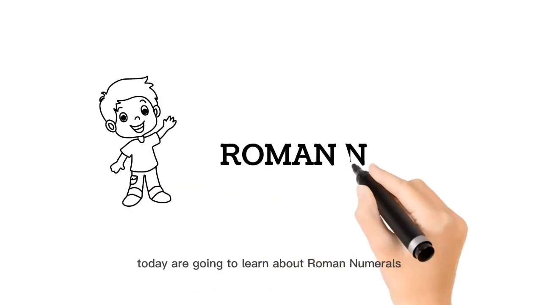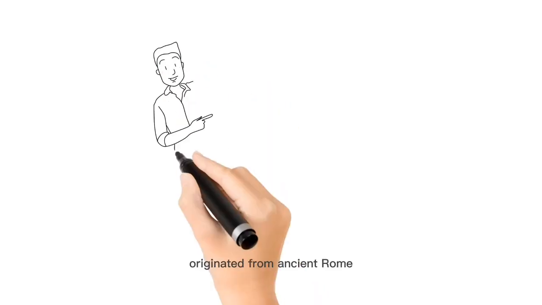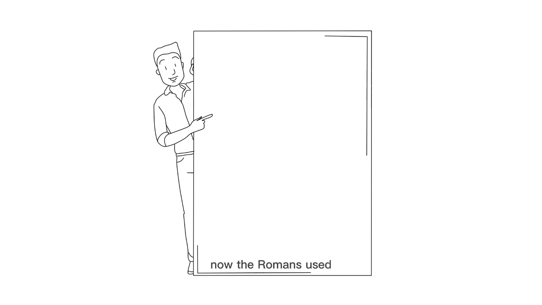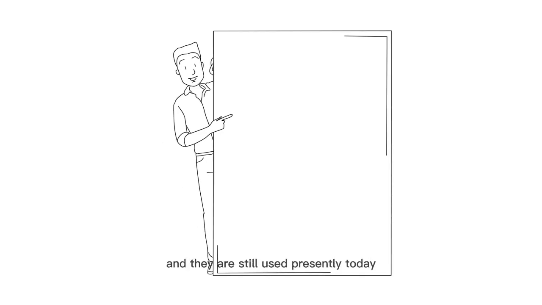Today we are going to learn about Roman numerals. So let's begin. Roman numerals, as the name implies, originated from ancient Rome. Now the Romans used capital letters of the English alphabet as their numerals. These Roman numerals were used about 2500 years ago, and they are still used today because we can see them on clock faces, chapters and pages of books, etc.